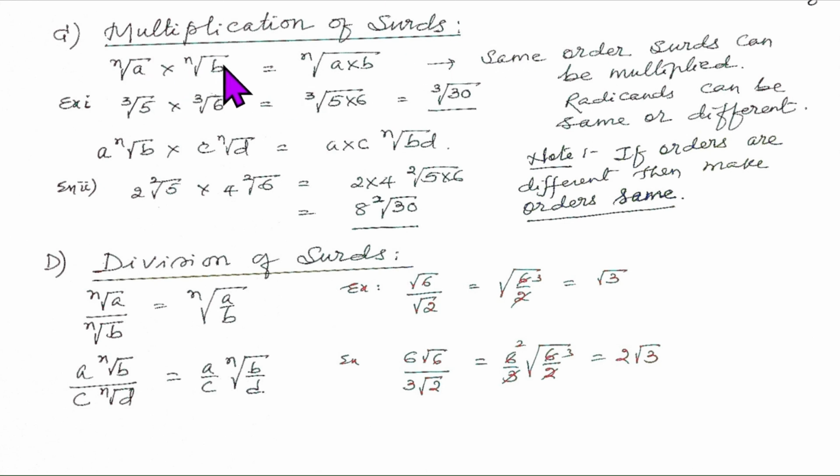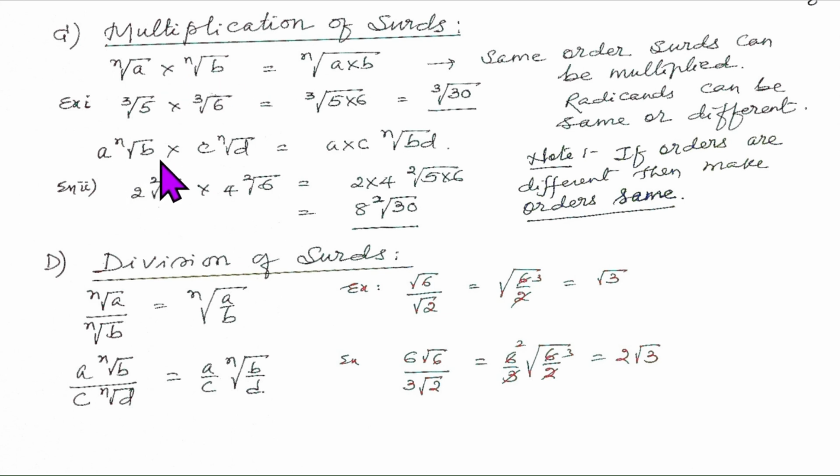Now multiplication of surds. Nth root of a into nth root of b will be nth root of a into b. For example, please understand this, very important, cube root of 5 into cube root of 6 is cube root of 5 into 6, and that is cube root of 30. Now here please understand, the same order must be there for multiplication. Order of the surds must be the same for multiplication, please remember that.